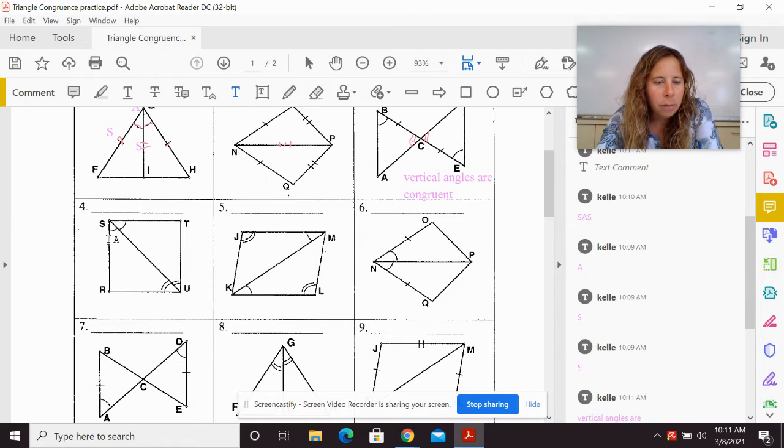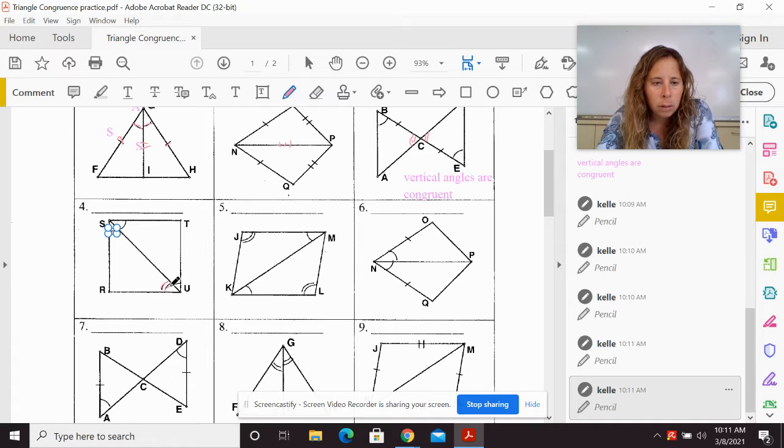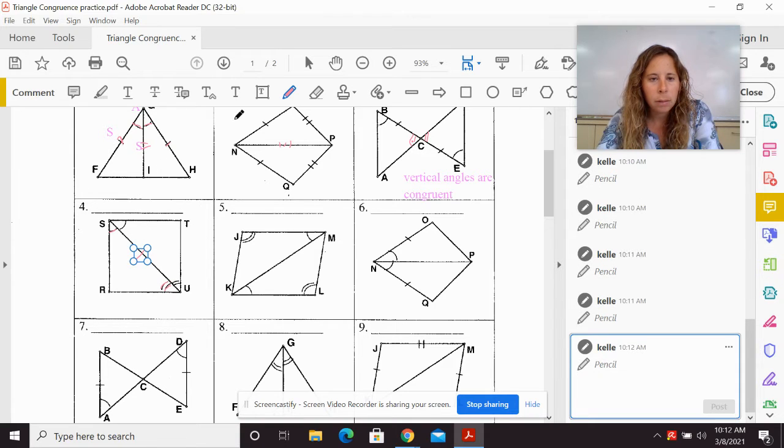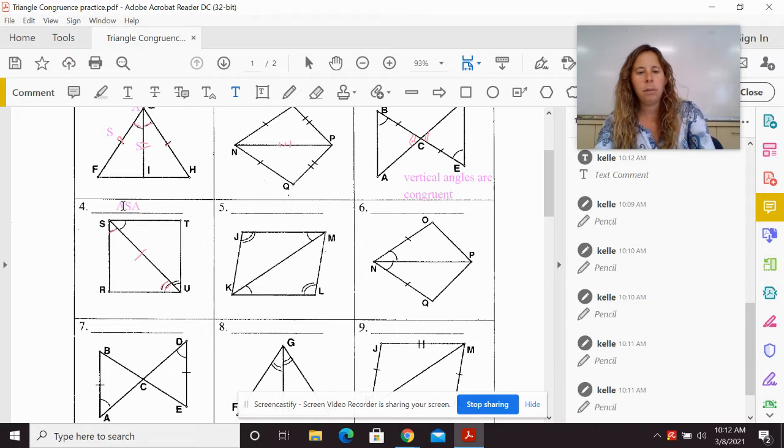Well, let's see, I have angle and another angle. So I know 2 angles are congruent. And then what else do I know? They also have that shared side. Shared sides are congruent. So that gives me angle, side, angle. Okay. The next one, number 5.